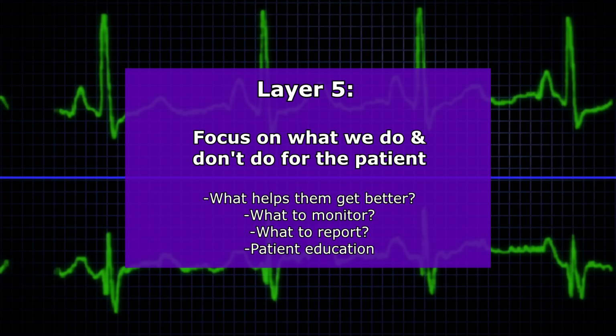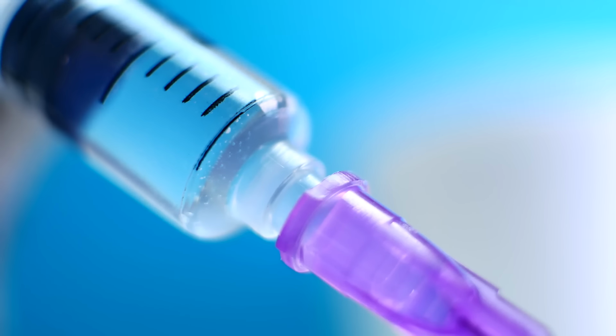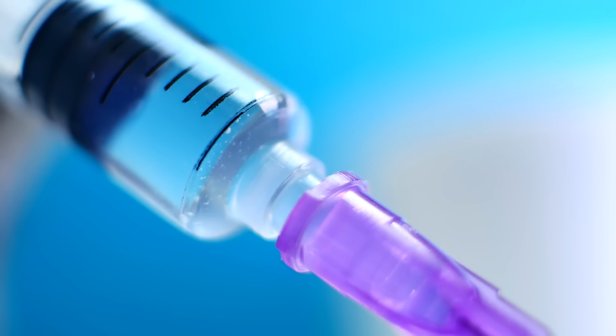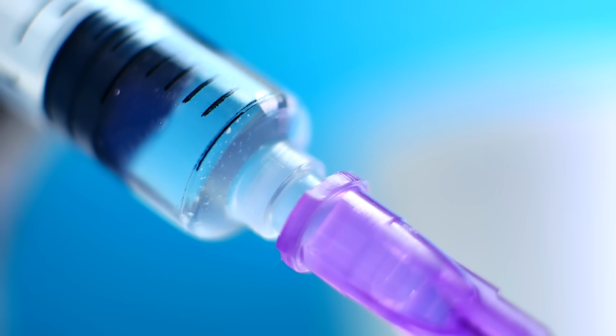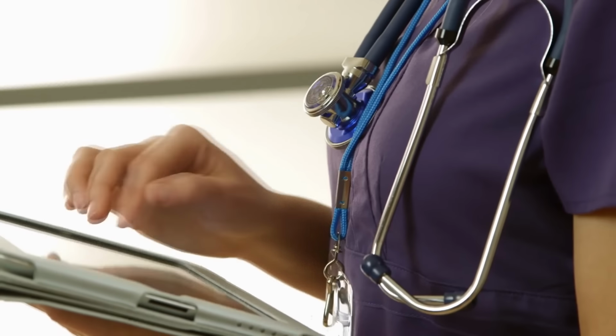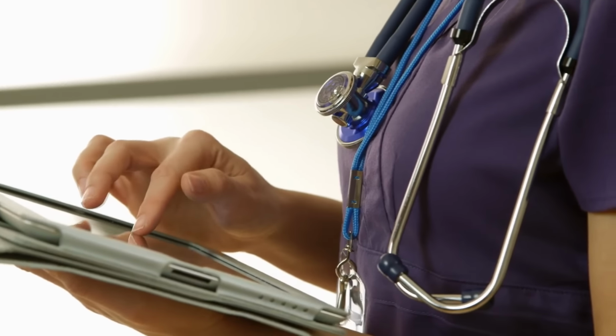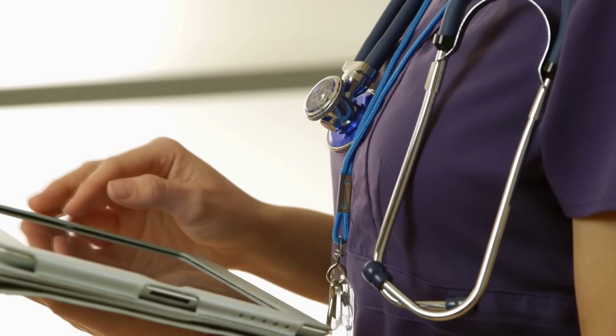What's going to help them get better versus what's not going to help them get better. And what to monitor and what to report. Like with medications, what side effects are we monitoring for? If we have a patient with heart failure, they're on loop diuretics, what are we monitoring for? We're going to look at their urinary output. We're going to look at their electrolytes, particularly their potassium level, and what information we provide them throughout their stay, along with discharge education and care.